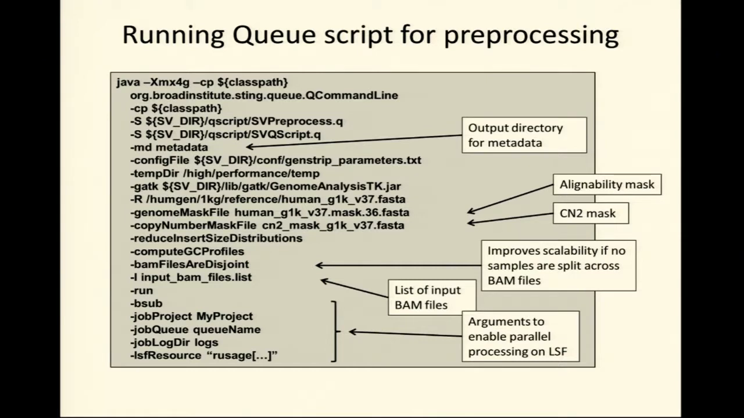A very useful flag is that if you don't have any BAM files where the same sample is in more than one BAM file, you can tell Genome STRiP that the BAM files are disjoint, and this speeds up processing because we don't have to worry about a sample being split across multiple BAM files. And of course, you put in your BAM files, and then you run preprocessing.